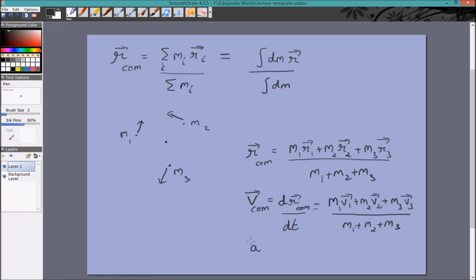Similarly, we can find the acceleration of the center of mass. That will be the derivative of the velocity of the center of mass with respect to time, which will be m1 a1 plus m2 a2 plus m3 a3 divided by m1 plus m2 plus m3. But what is m1 a1? m1 a1 is the net force acting on particle 1. That includes the external forces as well as internal forces.